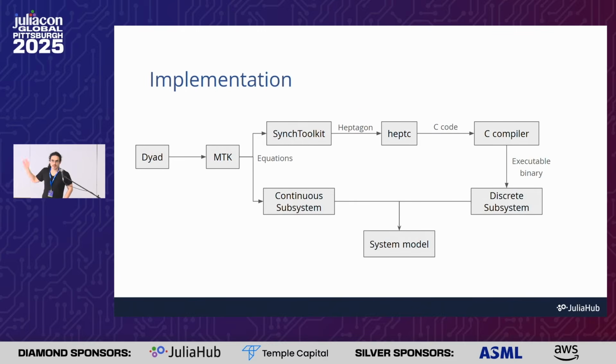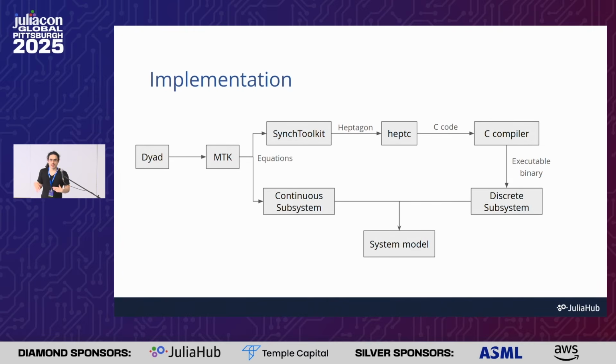So in terms of how we implemented this, we take a Dyad or a ModelingToolkit model, and then we split it up into a continuous time part and a discrete time part by running clock inference on the resulting system. The continuous time part goes off and does its normal thing. We don't modify that path.